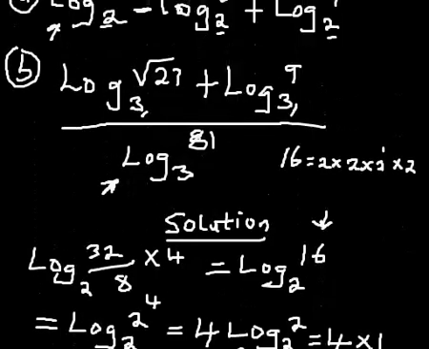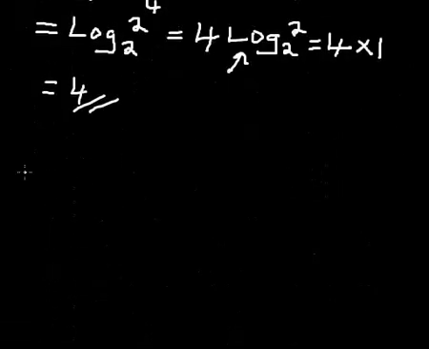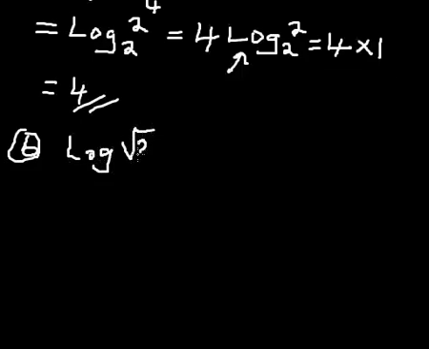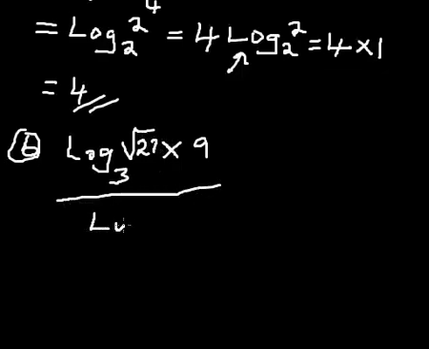Right, so I'm having log of the square root of 27 times 9. Don't forget, inverse 3, that's the multiplication law, right? Then divided by, still write down, log 81, inverse 3.